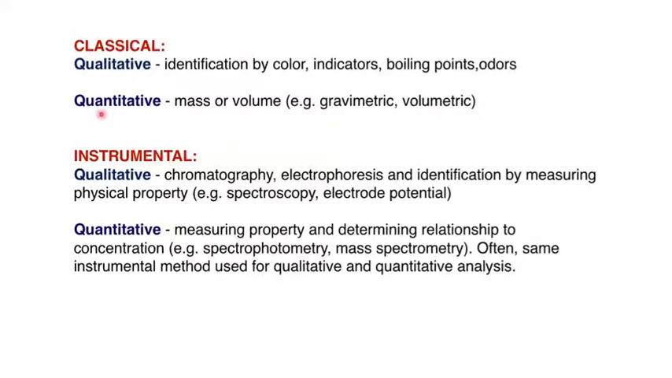I mean, you could smell it. That would be, for example, how you check if food is spoiled or not. If it smells bad, I don't know, I wouldn't eat it. If it smells like it shouldn't. Then quantitative, mass or volume. So you just literally weigh it and see how much it weighs or how much space it takes up.